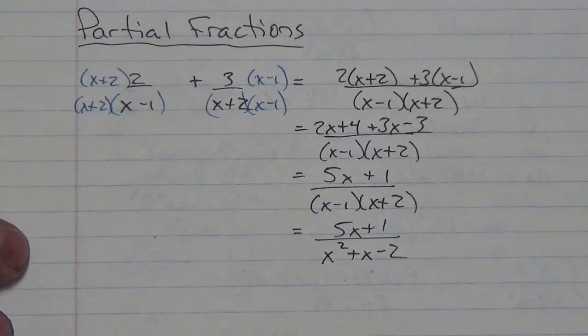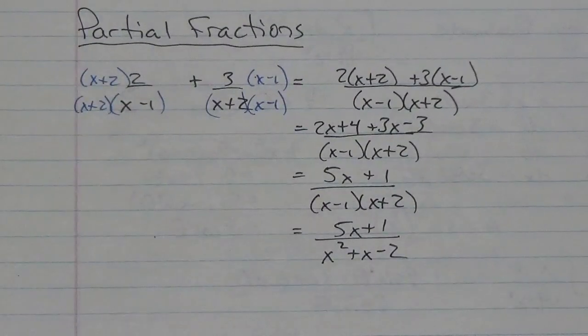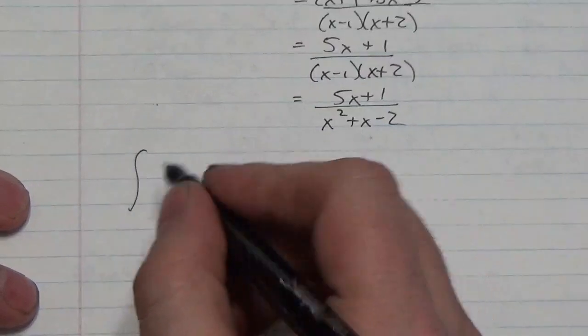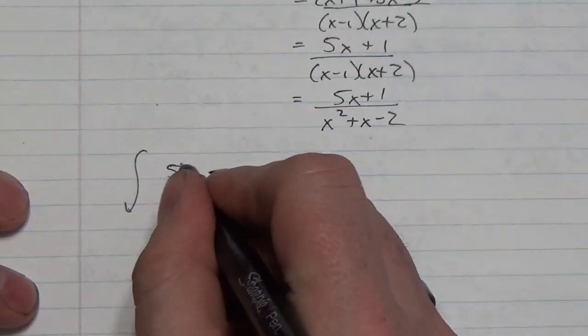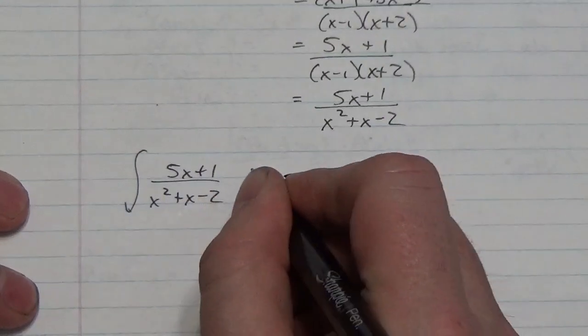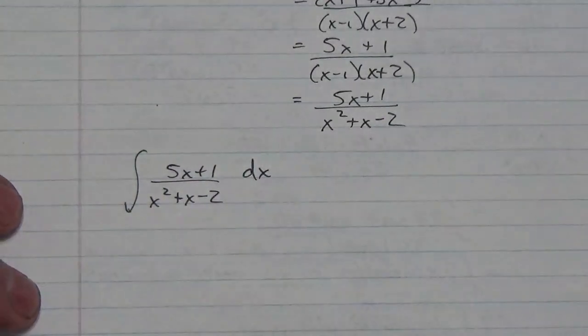Okay, so what have I done? Well, nothing that you haven't seen before, really. But now let's take a look at this in a slightly different way here. What if the question was asking me to do this? To find the integral of 5x plus 1 over x squared plus x minus 2 dx.